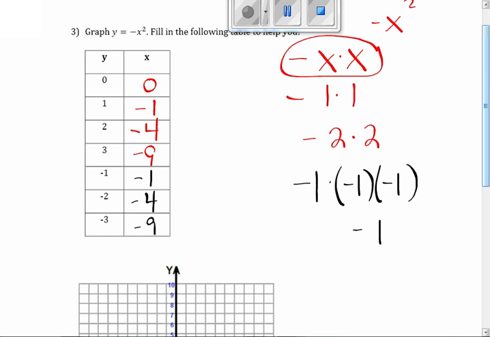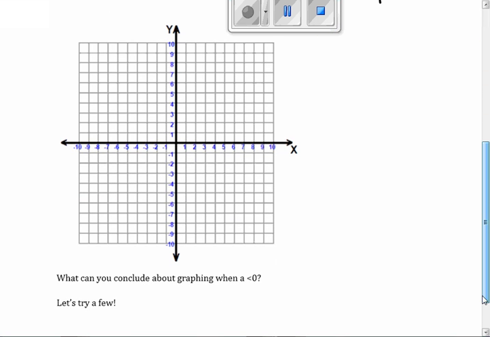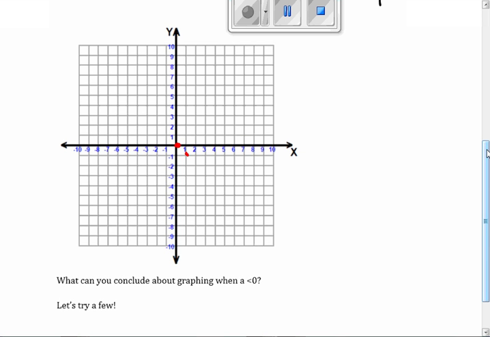And you graph it. So I'm starting at 0, 0. And then I'm going to go 1, negative 1. I'm going to go 2, negative 4, right? 3, negative 9. I'm still on my graph paper, luckily.